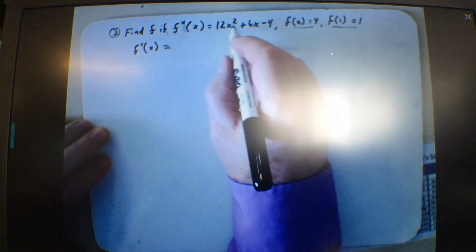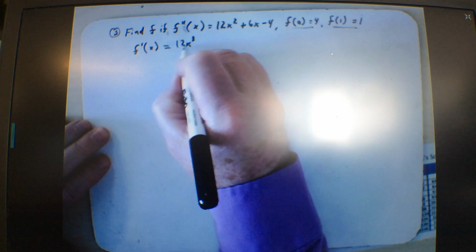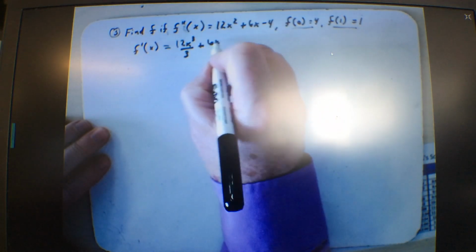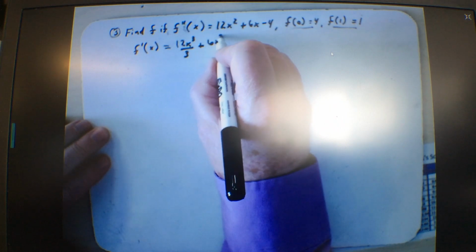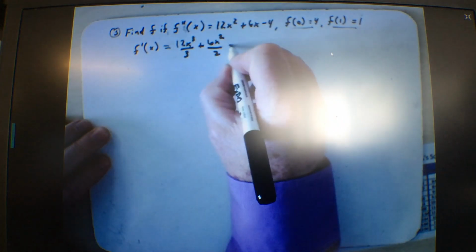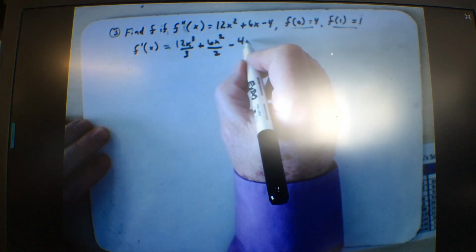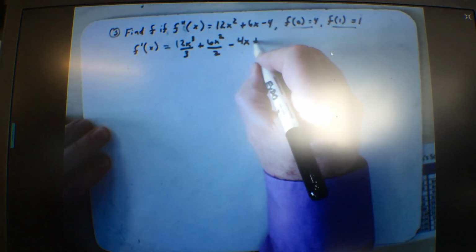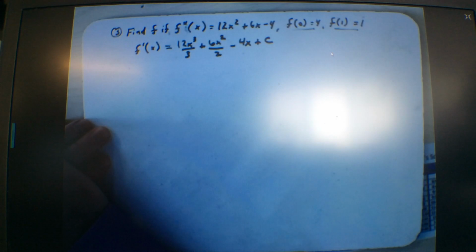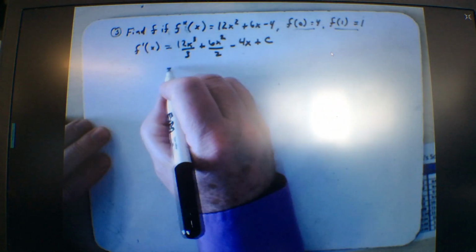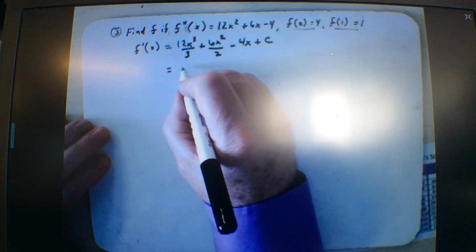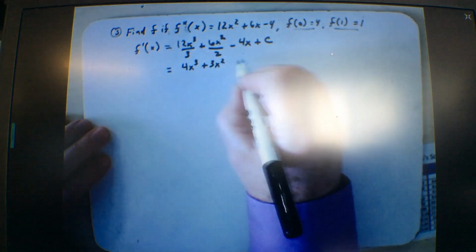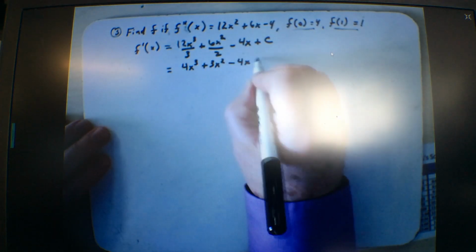So I'm going to take 12x, raise it up and divide by it, plus 6x, raise it up and divide by it, minus 4, raise up. Can I just put 4x and you guys understand why? Plus c. Do we agree? Okay. And so I get 4x to the third plus 3x squared minus 4x plus c.